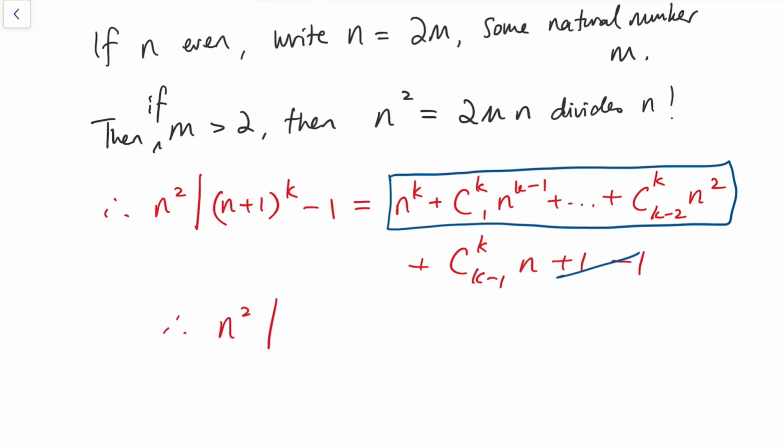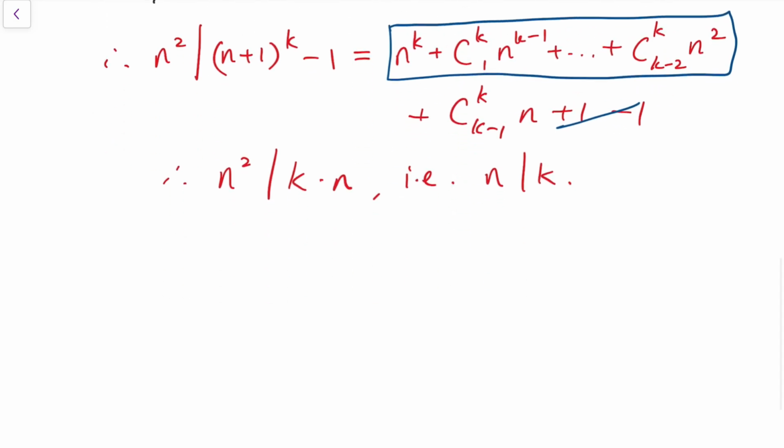So that means n squared actually just divides k choose k minus 1, and that's k times n, which means n has to divide k. Now that's important, because then we know that k must be quite a large number. At least it has to be equal to n. So I would say, in particular, k has to be larger than n.